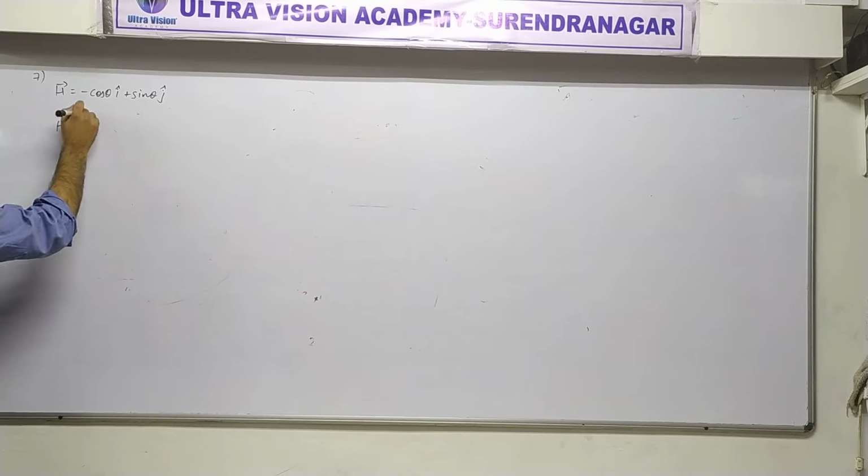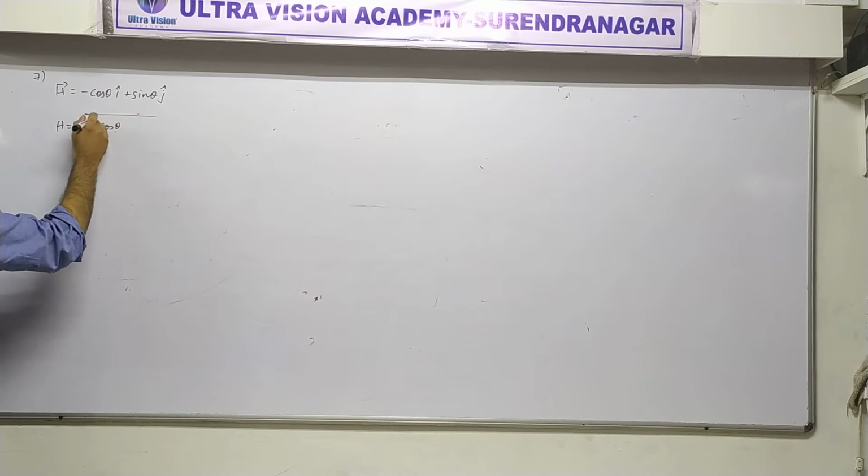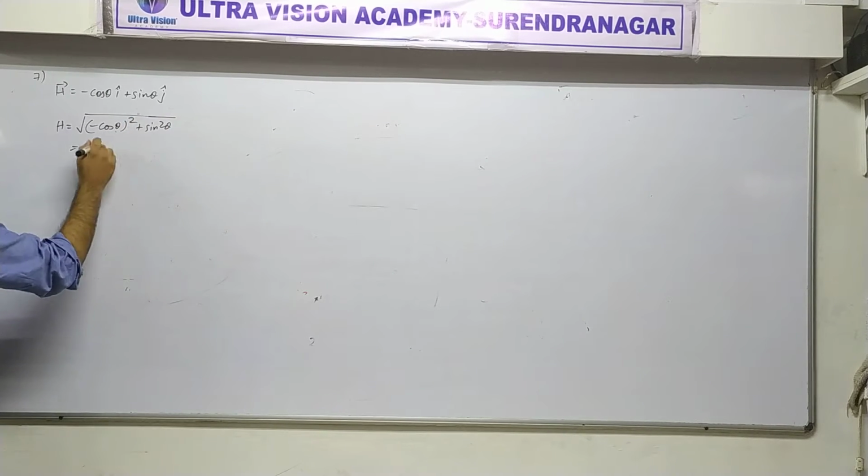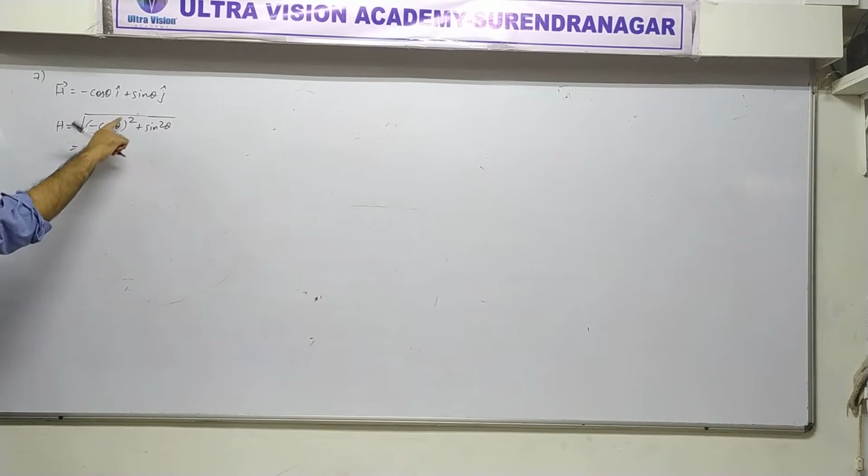So h is going to be under root minus cos theta square plus sin square theta. So that is going to be 1, because square of a negative number is still positive. Okay? So h is 1. Now have you found the angle theta? Sure? Who agrees?